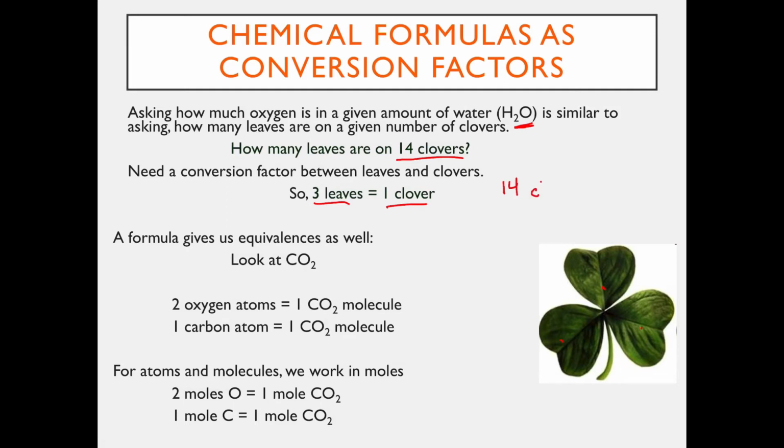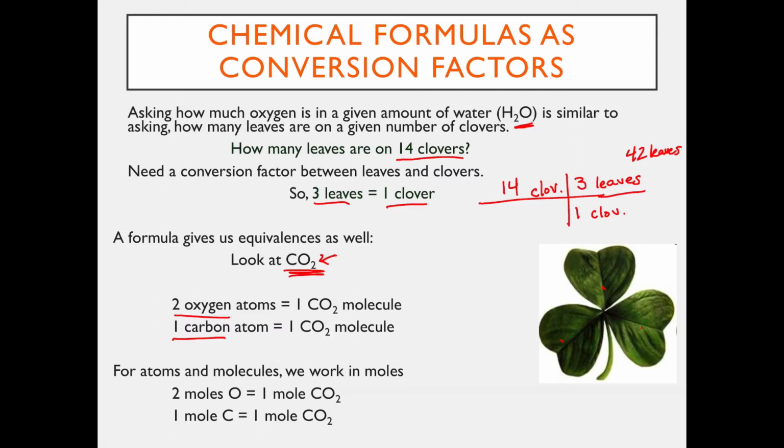And we could figure that out. So we could say, if I have 14 clovers, and for every one clover I have three leaves, we can multiply that out and figure out that I have 42 leaves on my clovers. Similarly, we can do that with figuring out how many atoms are in a given amount of molecules. If we look at carbon dioxide, we're thinking about it like a clover. For every one carbon dioxide, I have two oxygen atoms, and for every one carbon dioxide, I have one carbon atom.